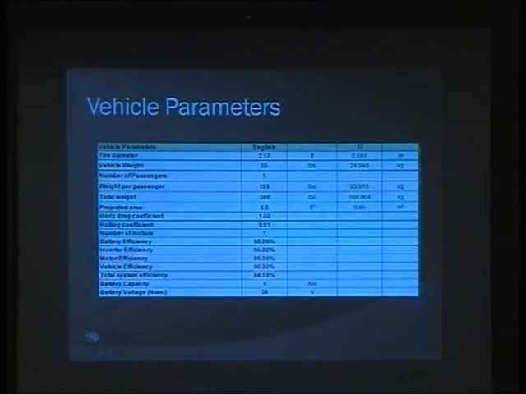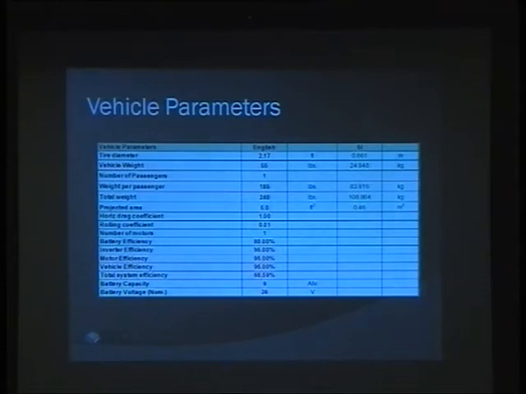How many motors? Battery efficiency, we assume 80%. Inverter efficiency 95%. Motor efficiency 95%. Vehicle efficiency 95%. Then we have a total system efficiency of about 69%. Battery capacity 9 amp hour. Battery voltage 36 volts. So those are the vehicle parameters. How much distance can it go?